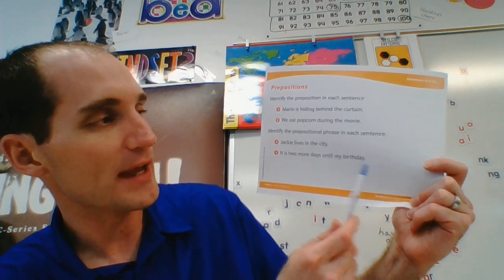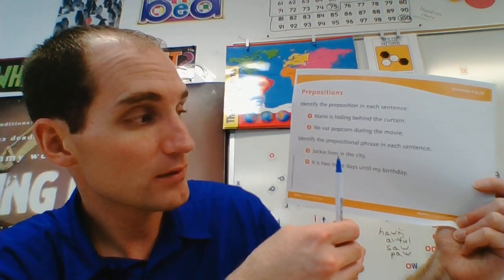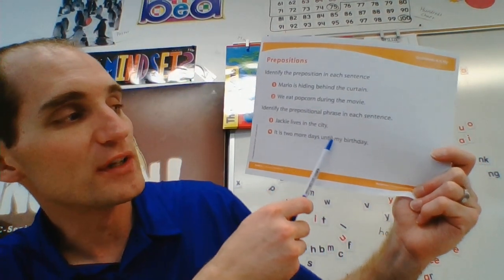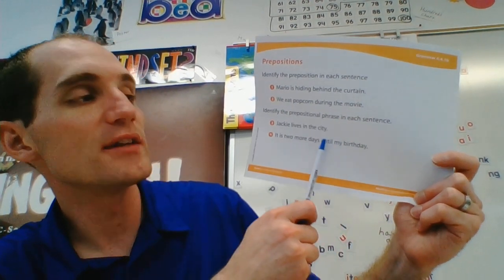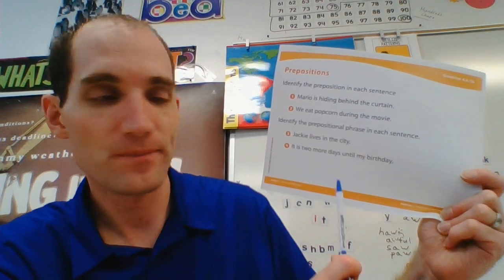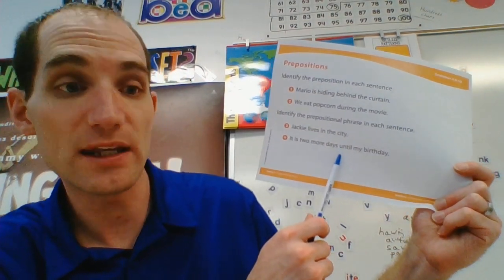It is 2 more days until my birthday. When is it? This time the preposition is answering the question when. Or in this case, how much longer? You're going to circle the whole phrase. This is tricky, so I'll just tell you this one. You would circle until my birthday, that whole thing. Until is the preposition that tells us when, and that whole phrase, until my birthday, is the prepositional phrase. Okay, so there's that.